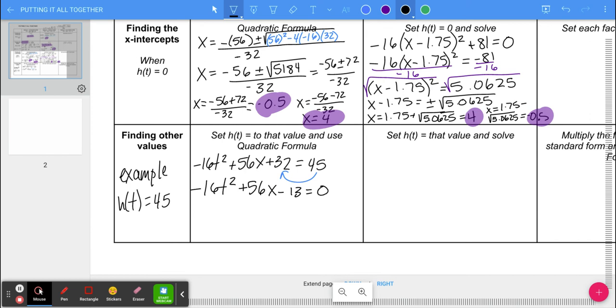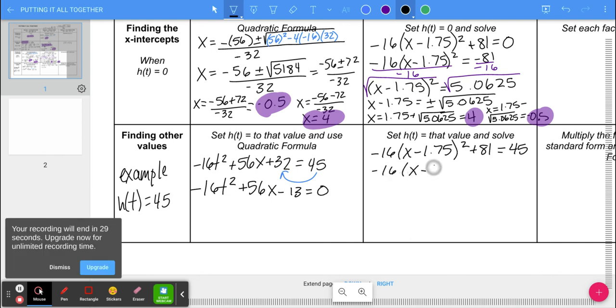Same thing on this form, you would have negative 16 (x minus 1.75) squared plus 81. You want to know where it's equal to 45. So you would still subtract over that 81. Divide by negative 16 and continue to solve for x as we previously did.